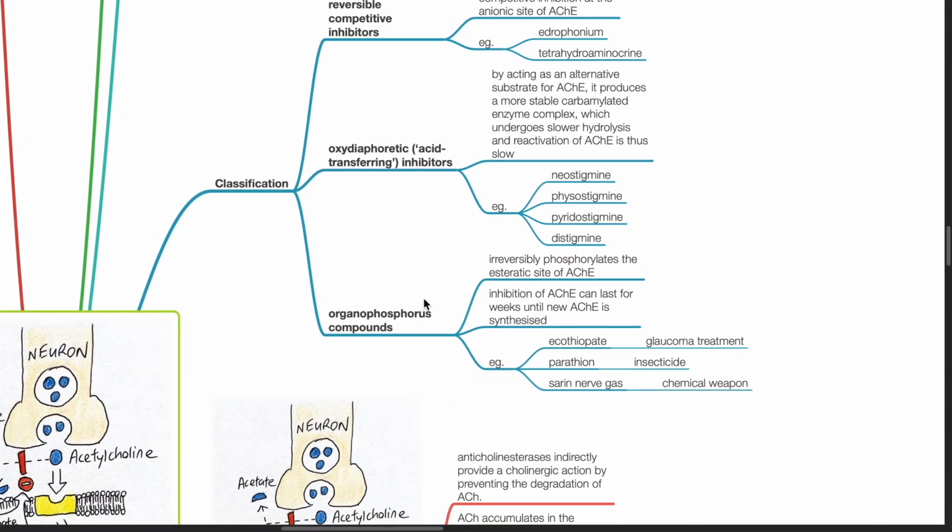Organophosphorus compounds irreversibly phosphorylate the esteratic site of acetylcholinesterase. Inhibition of AChE can last for weeks until new AChE is synthesized. Examples of organophosphorus compounds include ecothiopate, parathion, and sarin nerve gas.